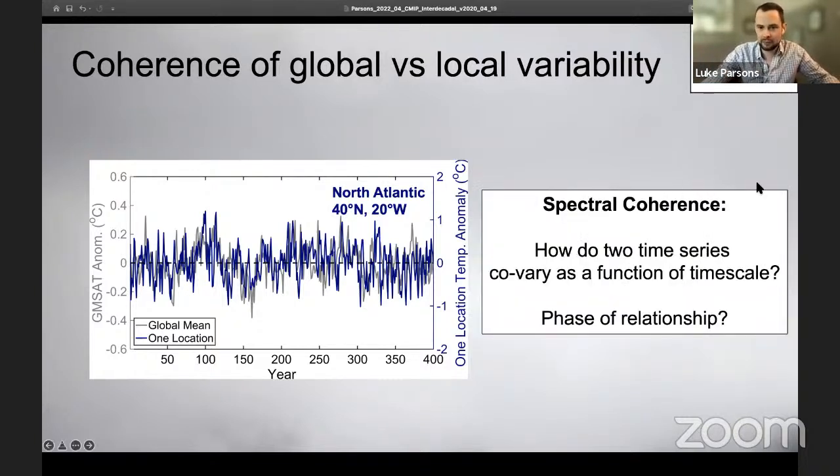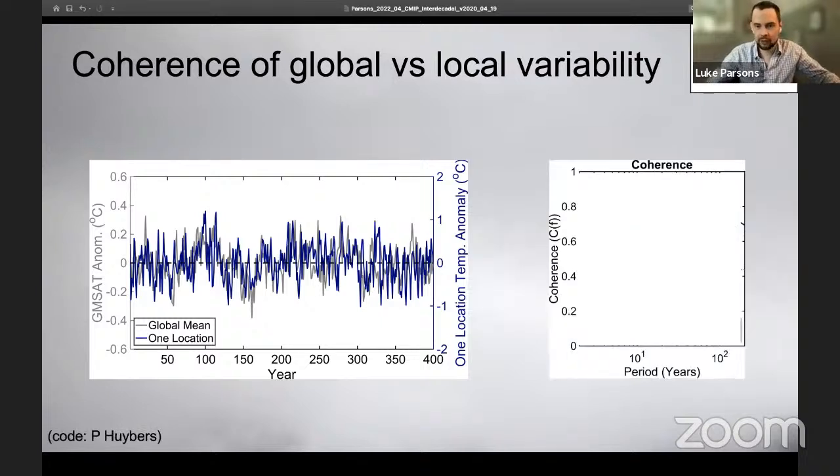And this is where I'll be using this multi-taper method spectral coherence, where we ask how do two time series covary as a function of time scale? And what's the phase of the relationship? If we almost think of these two time series as sine waves, does one of them lead the other versus lag the other as well? So I can run this coherence calculation, and what we get out is basically correlation as a function of time scale.